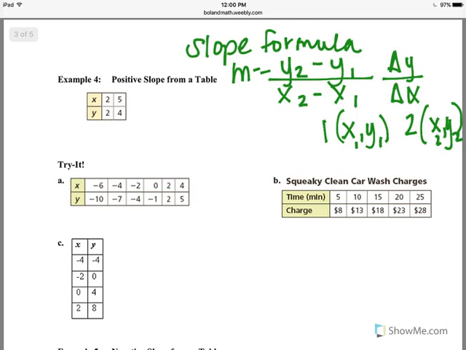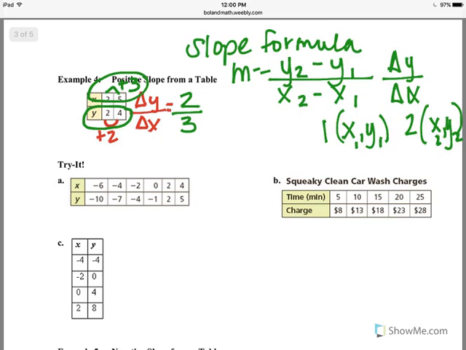So for example 4, you have the change in Y over the change in X, okay? You can do this two different ways. You can just look at the change between 2 to 4, that's plus 2, right? And then you can look at the change in X, and that's plus 3. And then you can just write the change in Y was 2, and the change in X was 3. So that can give you your slope. Or you can calculate it by plugging those two in.